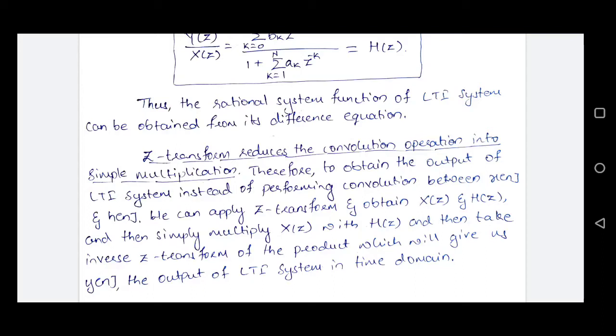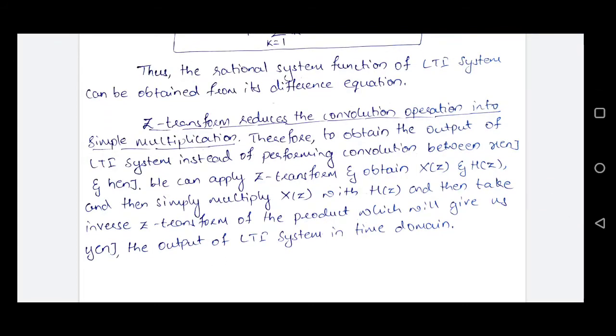The output y(n) will represent the output of the linear time invariant system in the time domain, but this time y(n) will be obtained as the inverse z transform of the product of the z transform of input and the z transform of the impulse response. So we'll be able to obtain the output of an LTI system by using z transform, and the advantage of using z transform to obtain the output is that the complex convolution operation will be reduced to a simple multiplication operation.